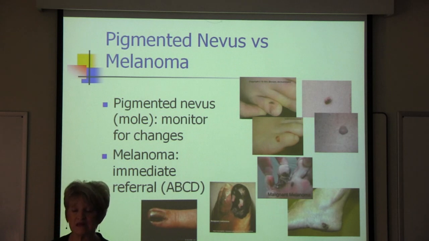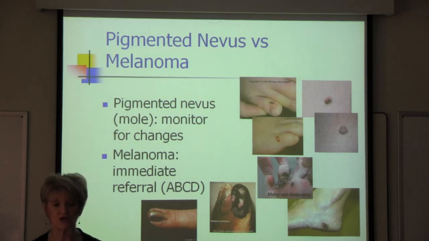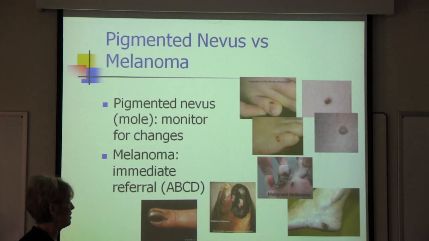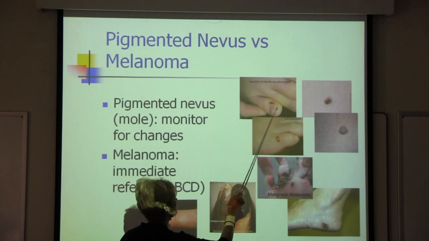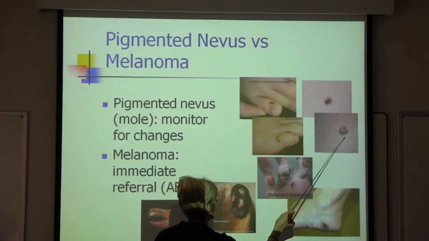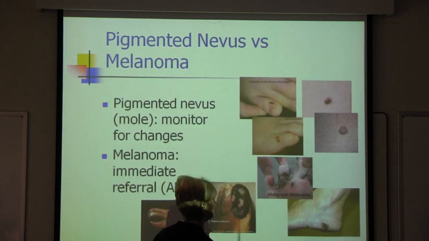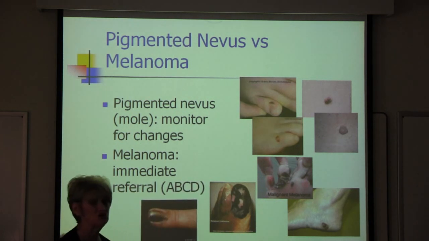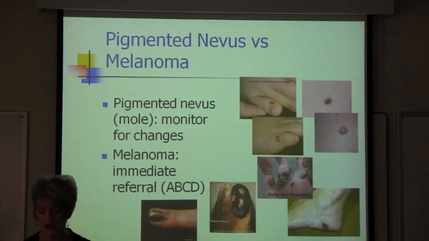Now, pigmented nevus versus melanoma. Of course, we see a lot of patients who have very simple moles, and nothing needs to be done. All we have to do is make a notation and monitor for any changes. So here's classic moles, okay? Notice that they're well circumscribed. The color's pretty much the same throughout, and they do not change.